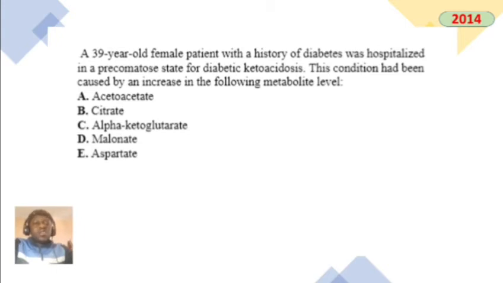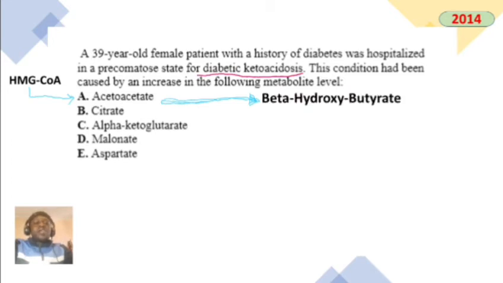A 39-year-old female patient with a history of diabetes was hospitalized in a pre-comatose state for diabetic ketoacidosis. This condition has been caused by an increase in the following metabolite level, right? So this question wants you to remember your ketone bodies, right? So you just need to find ketone bodies among your answers. Just to jog your memory, there is something called HMG-CoA, right? HMG-CoA is acted upon by HMG-CoA lyase to form acetoacetate, right? Then this acetoacetate will be acted upon by beta hydroxybutyrate dehydrogenase to form beta hydroxybutyrate, right?